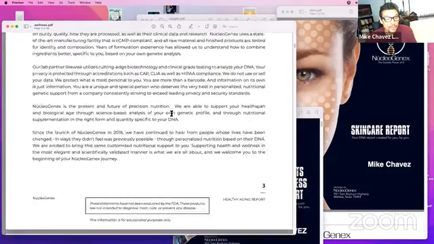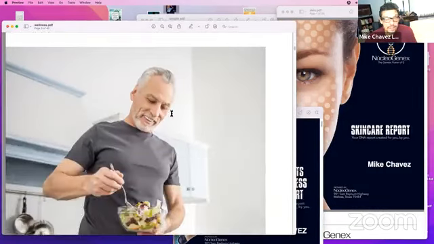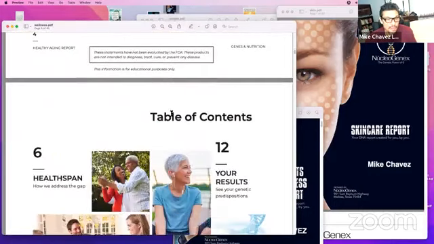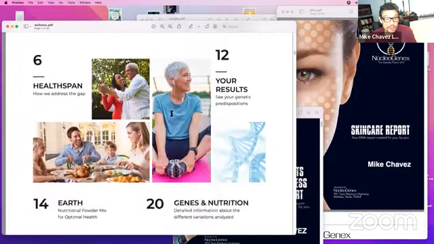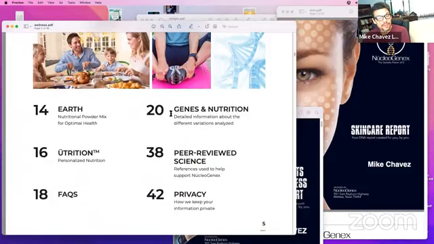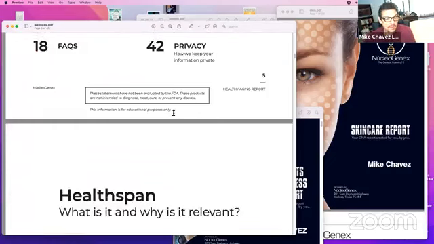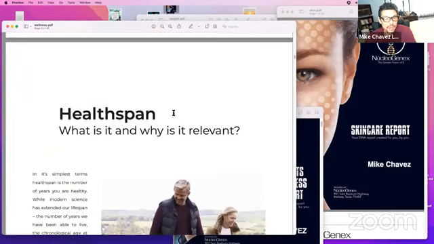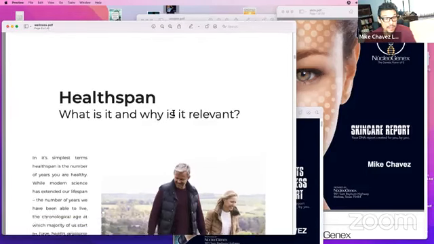So what's really cool is it explains epigenetics, lifestyle, and all that sort of thing. It talks about health span, your results, genes and nutrition, the peer-reviewed science, and it goes into more of how the DNA test can actually help you. So what is health span and why is it relevant?